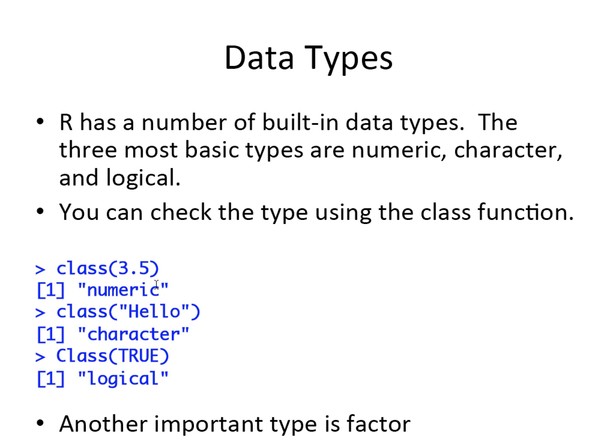And if you use the function class, so I apologize here for this cap, that should be a small letter, just like the other ones. If you're using the function class, it will tell you literally what class that particular object is. So you can think of it like a data type. So 3.5 is numeric. A series of letters is a string, so that comes out as character.